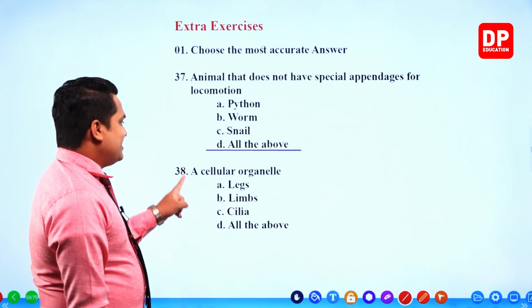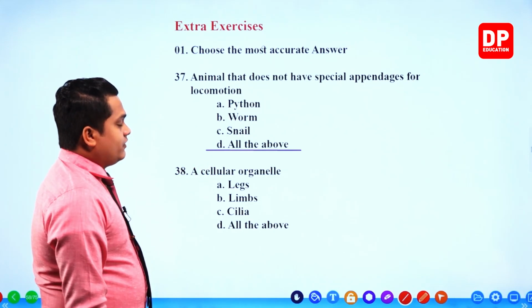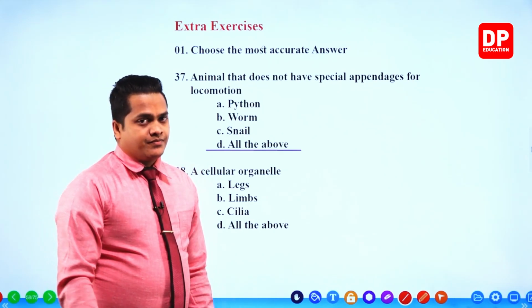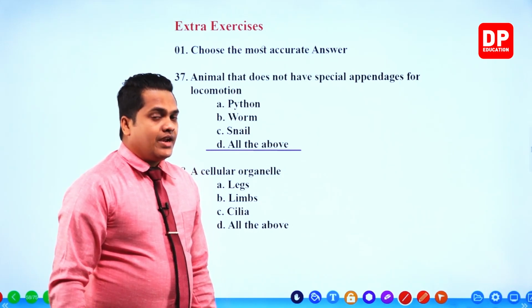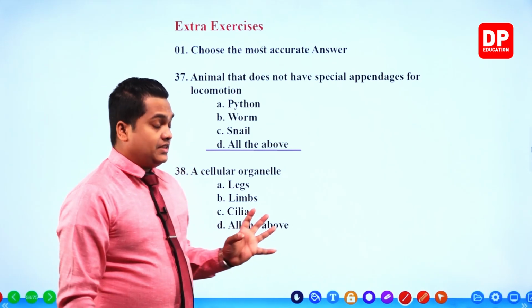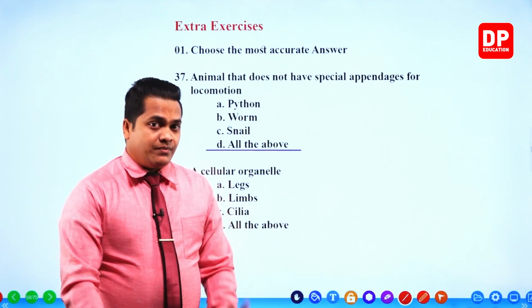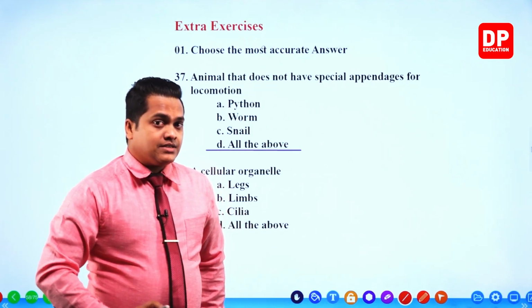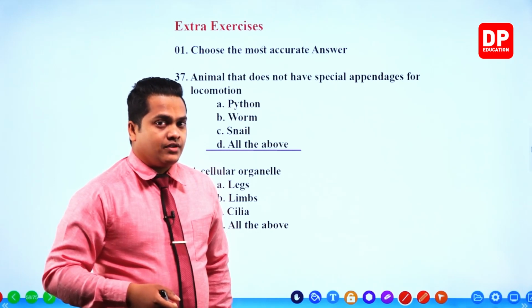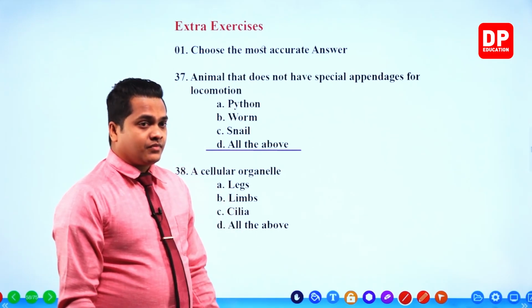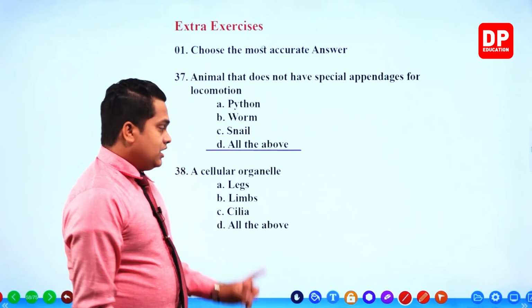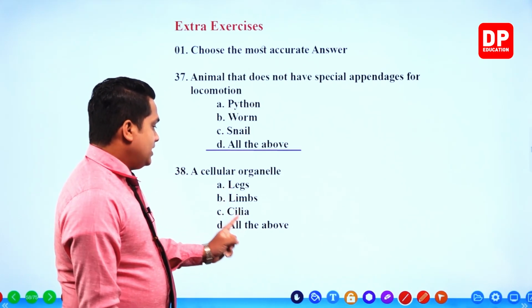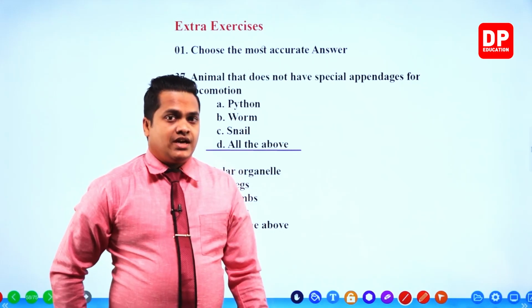Next one. A cellular organelle. A wonderful question, my dear children. I hope that when I'm discussing these questions, you will follow along, write down the correct answer and check what the correct one is. So this is a good question. A cellular organelle: legs, limbs, cilia, all the above. What is the answer?